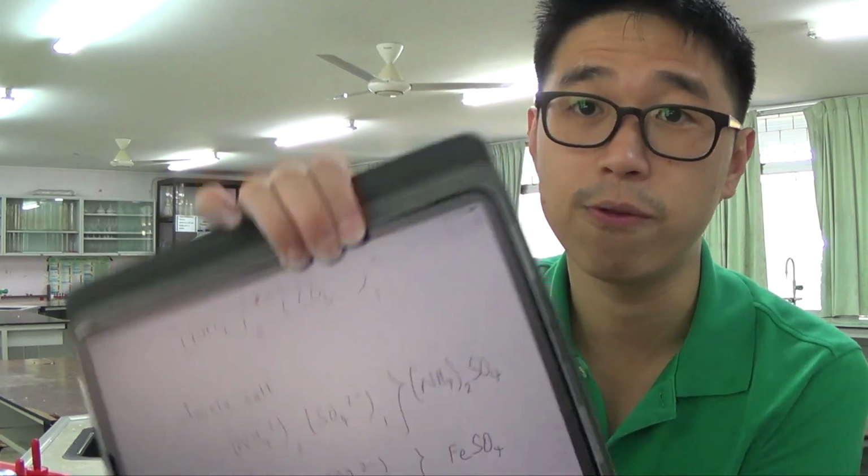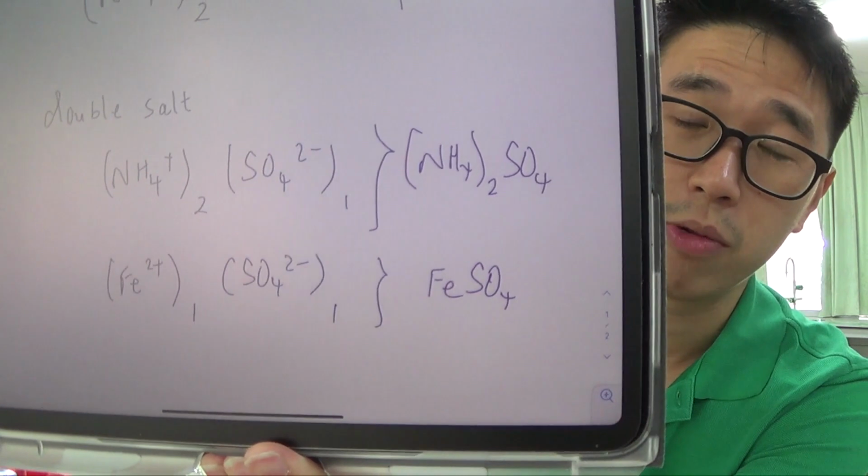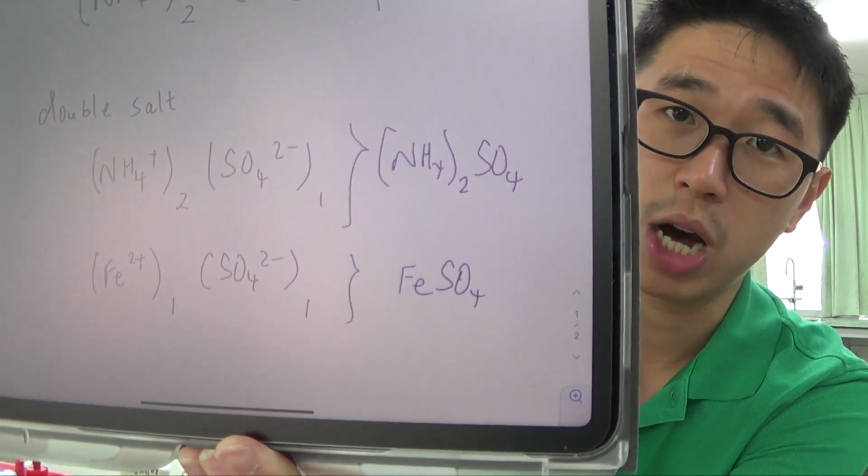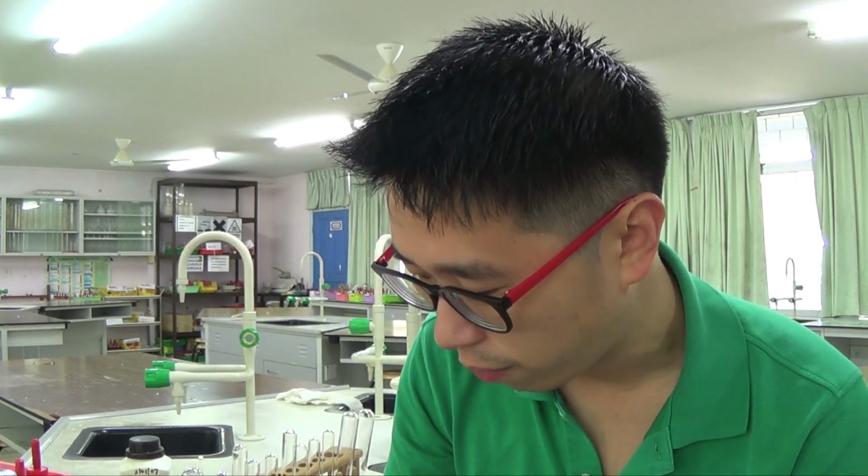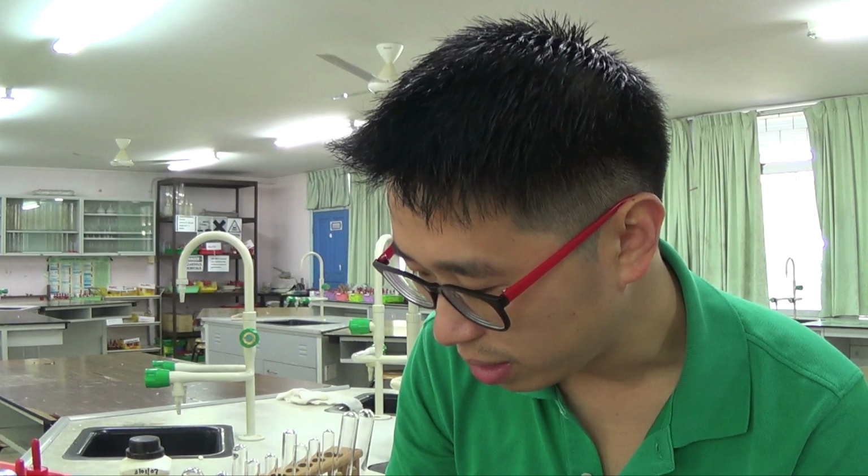Because of the 2 plus and the 2 minus, the formula itself will be FeSO4, because the formula will have no overall charge. So together, if you have 2 of the salt combined together, what you're going to get is NH4 twice, Fe, and then SO4 3 times.